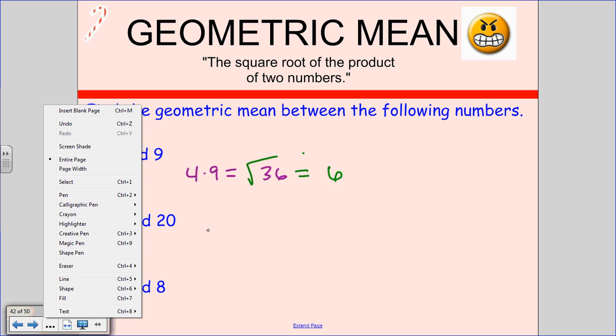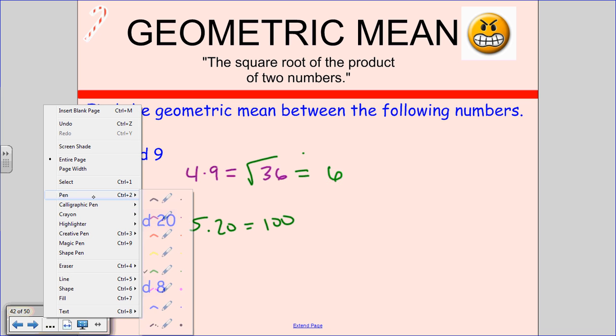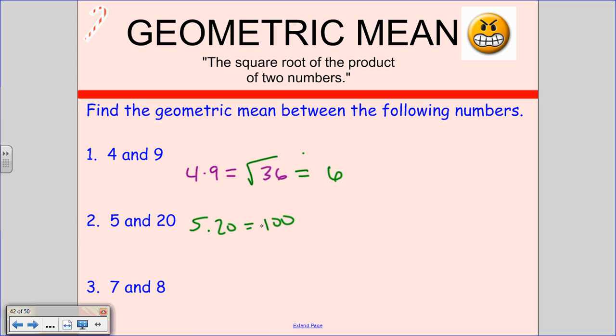Alright, for the next one, let's find the product between 5 and 20. And you would get 100. And the geometric mean would be the square root of that. And the square root of 100 is equal to 10.